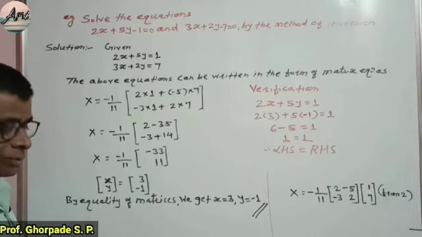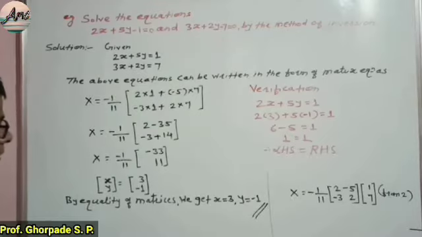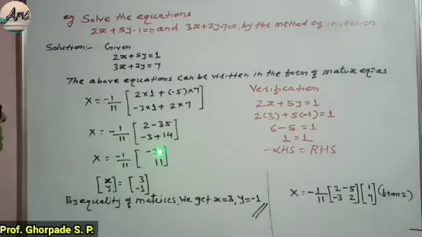2 ones are 2. Plus minus becomes minus, 5 7s are 35. So minus 3 into 1 is minus 3, plus 2 7s are 14. So minus 1 upon 11 into 2 minus 35 is minus 33, and minus 3 plus 14 is 11. Now let us multiply minus 1 upon 11 to this minus 33.